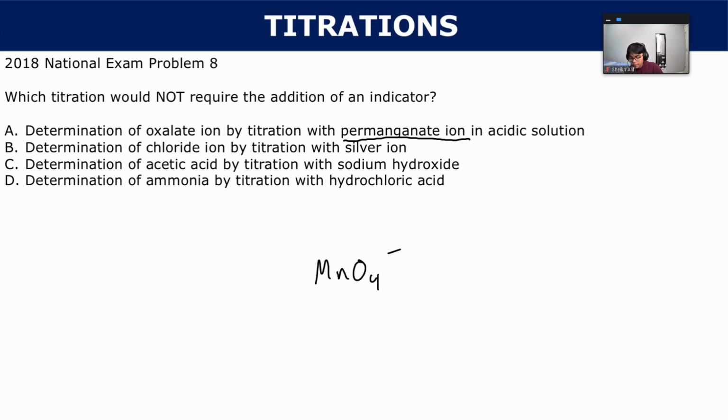B, the determination of chloride ion by titration with silver ion. That doesn't make sense. C, acetic acid by titration with sodium hydroxide. That's an acid-base titration. And D, determination of ammonia by titration with hydrochloric acid. Same thing as C. And so the only thing that makes sense is going to be A. And that is the answer. We have one more question.